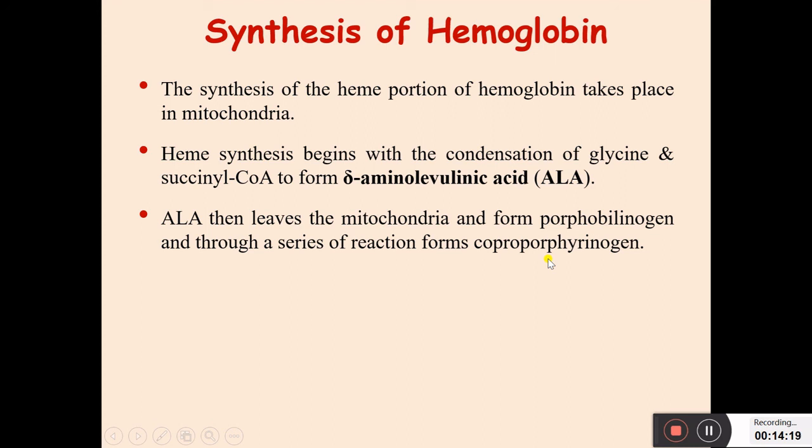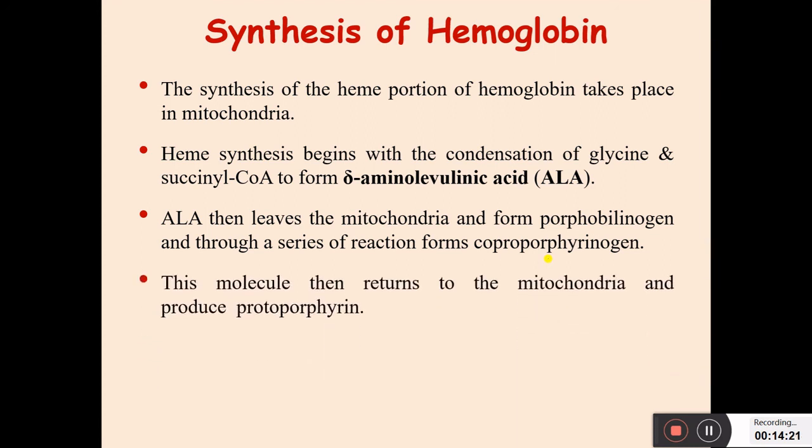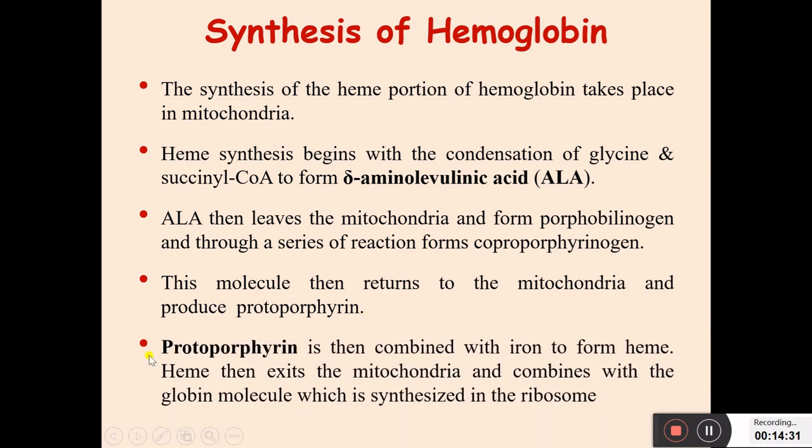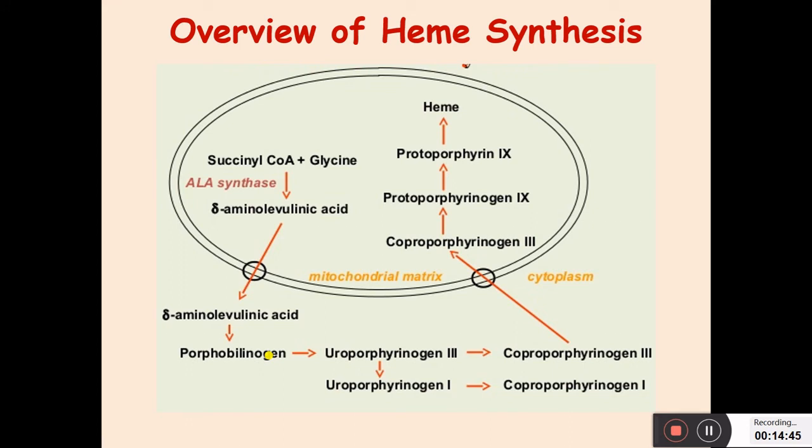coproporphyrinogen. Okay, then this coproporphyrinogen returns to the mitochondria and produces protoporphyrin. Protoporphyrin then combines with iron to form heme. Heme then exits the mitochondria and combines with the globin molecule, which is synthesized in the ribosome, to form hemoglobin. This is an overview of heme synthesis.